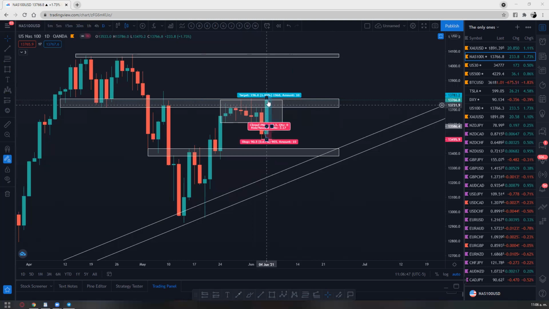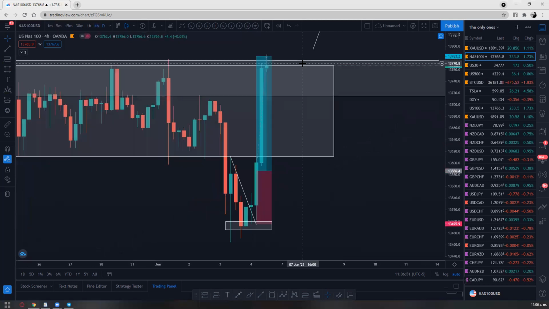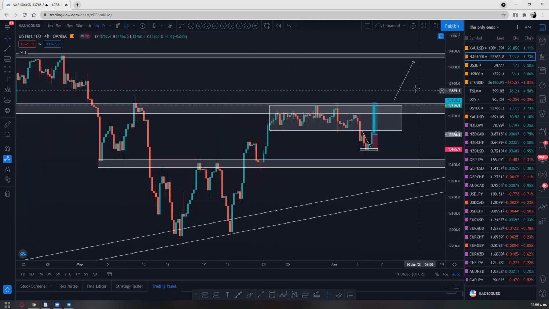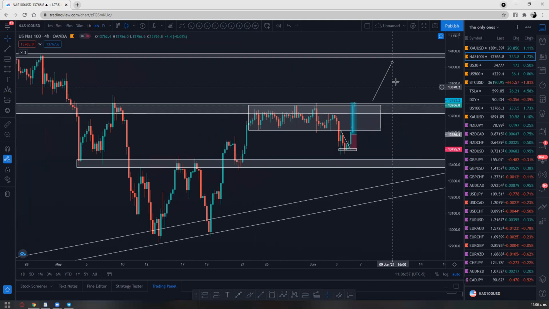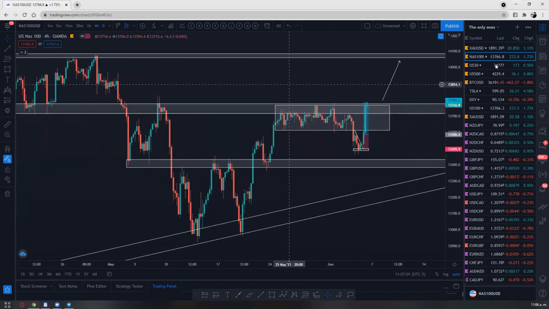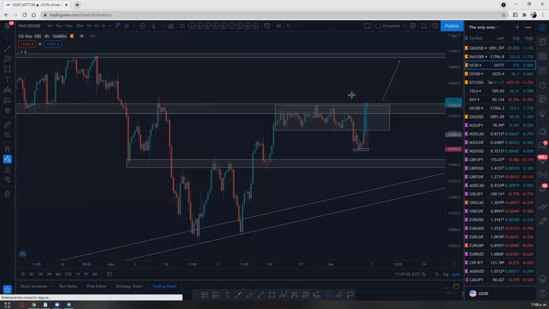I think personally Nasdaq will keep pushing up for next week. I definitely think it will keep pushing up for the Nasdaq. I would say the same for the US 30.